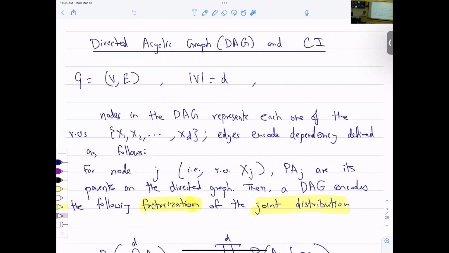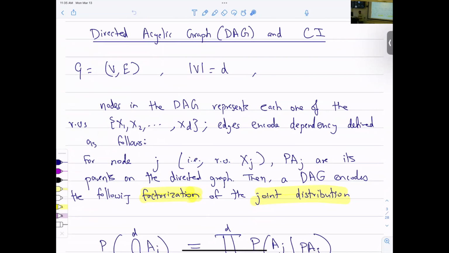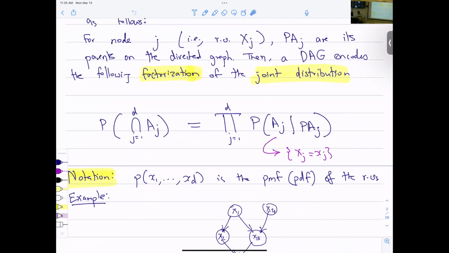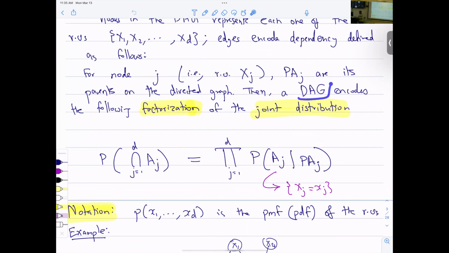I want to represent the collection of random variables as a DAG, so each vertex represents one of the random variables. And the DAG encodes a certain factorization. If I give you a directed acyclic graph, the joint distribution is factorized as a product of the probabilities of every variable given its parents. That's what the DAG formally encodes. So when I drew those causal graphs, this is what I'm encoding there.